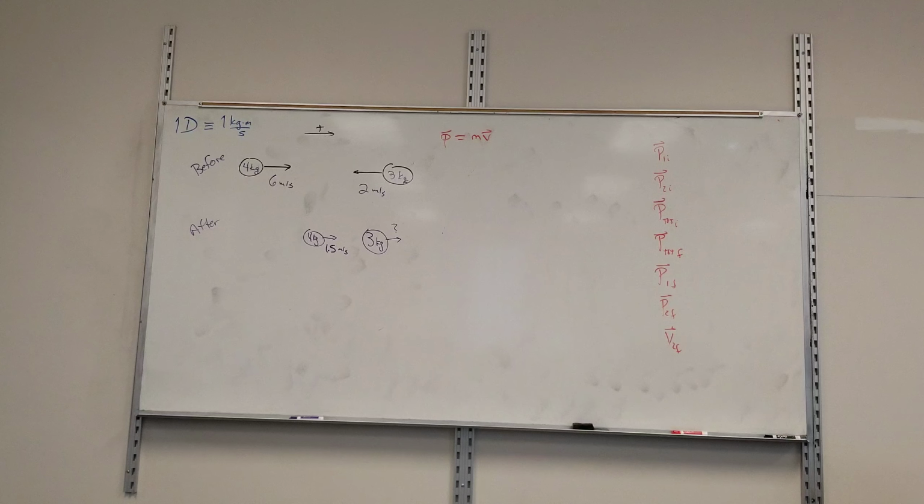12 is the momentum. Yeah, so the mass times the velocity will get you 12 units. So 3 times 4 is 12.